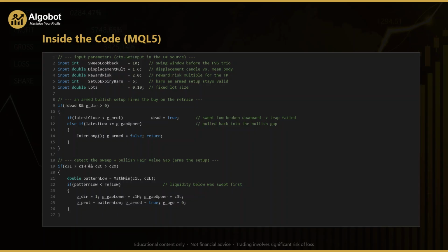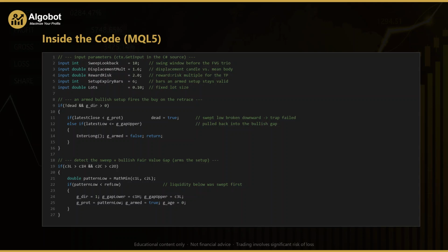RewardRisk is the multiple used to set the take profit against the measured risk. SetupExpiryBars decides how long an armed signal stays alive before it's abandoned, and Lots is the fixed trade size. Now the signal logic. In the first block, the EA is already armed for a long, shown by G_DIR being greater than 0. It reads the latest closed candle. If that candle's close drops below G_PROT, the swept extreme, the trap is judged to have failed and the setup is marked dead. Otherwise, if the candle's low dips to or below G_GAP_UPPER, price has retraced into the gap and InterLong fires the buy.